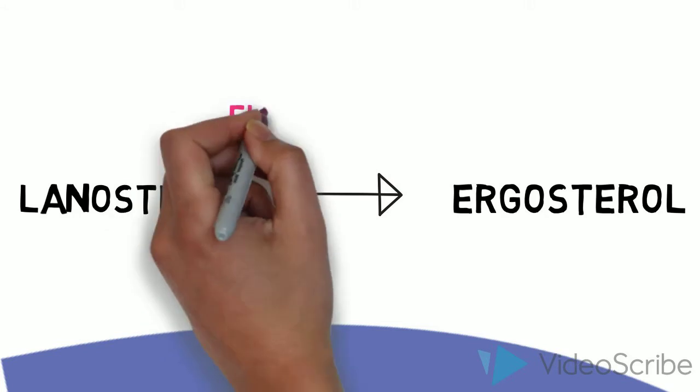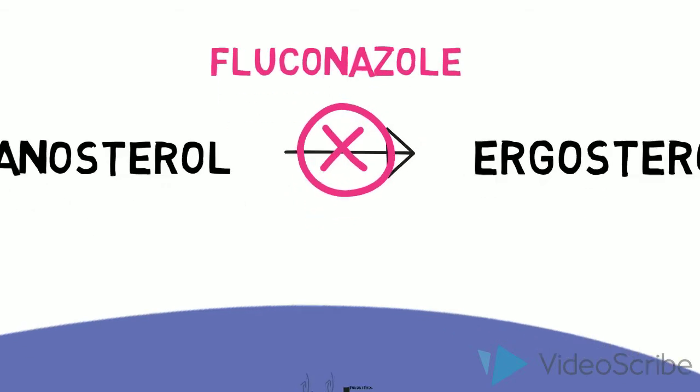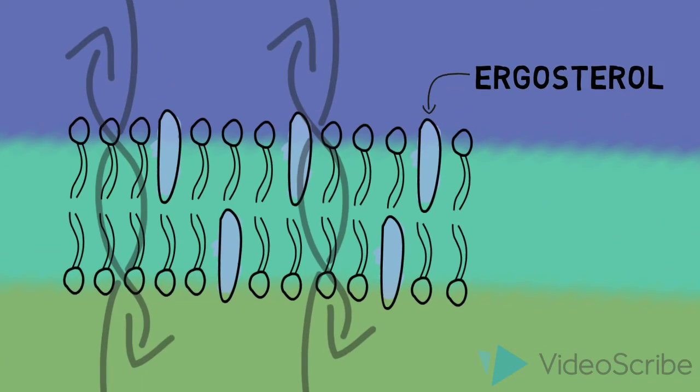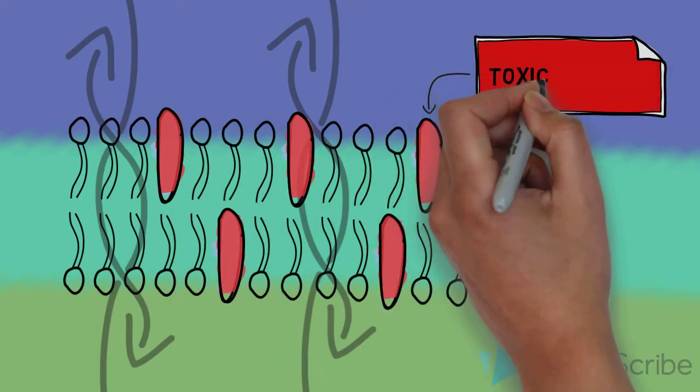The antifungal fluconazole inhibits the enzyme cytochrome 14 alpha lanosterol demethylase that converts lanosterol to ergosterol. Therefore, in the presence of fluconazole, there is a reduction in ergosterol production. Additionally, ergosterol in the cell membrane is replaced by toxic 14 alpha methylated sterols.